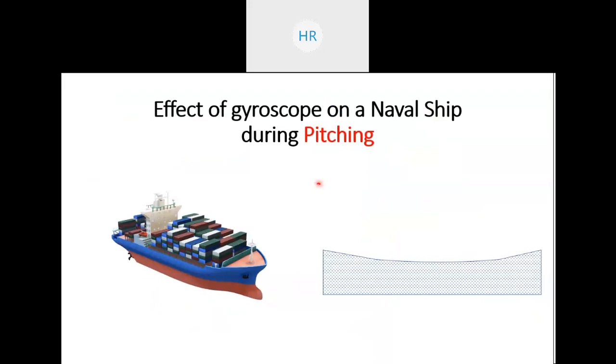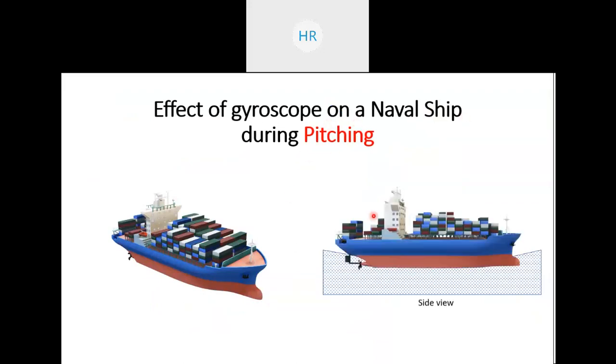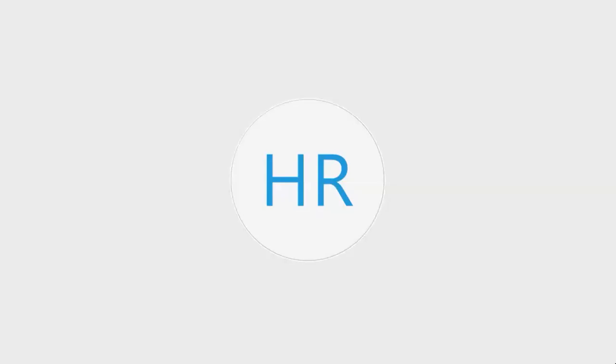Okay, next topic is effect of gyroscope on a naval ship during pitching. Pitching motion means motion like this. Oscillation of complete ship up and down about its transverse axis is called pitching. તો આ કેસમાં જે જાયરોસ્કોપિક કપલ છે તેના ઇક્વેશનમાં થોડો ચેન્જ આવશે.